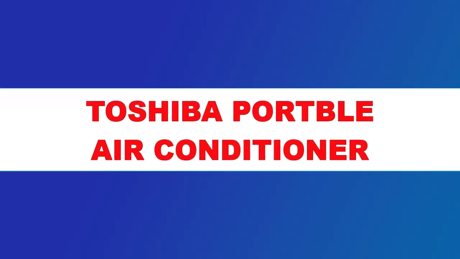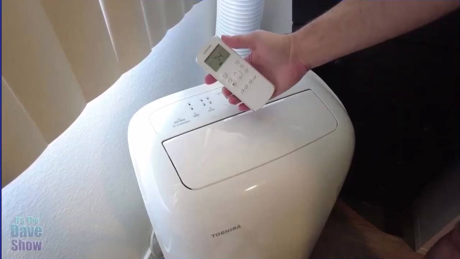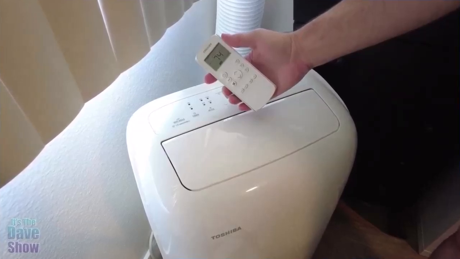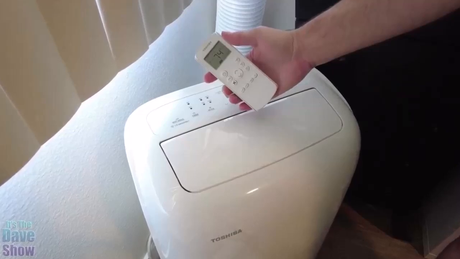Hey everyone! In this video, I'll show you how to fix the P1 error on your Toshiba portable air conditioner. So let's jump right in. If your AC suddenly stops cooling and shows P1, don't worry. That code usually means the internal water tank is full. Now, here is the solution step by step.